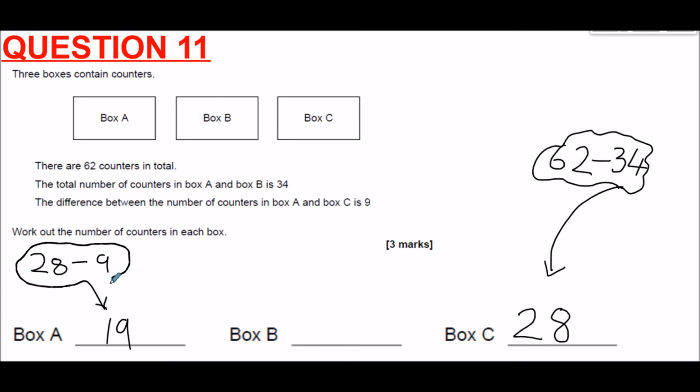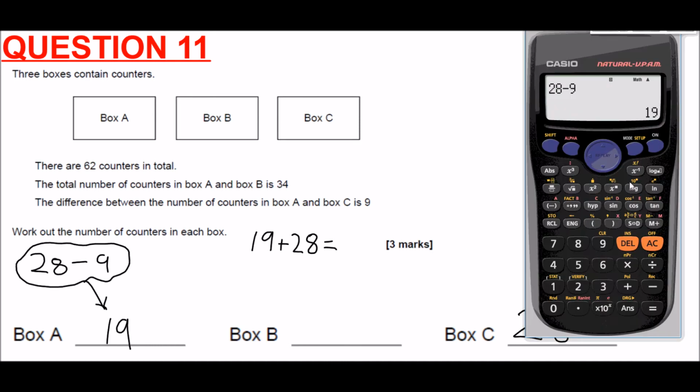Finally, we can work out how many must be in box B. So box B, well, there's 19 and 28 in A and C. 19 plus 28, what does that come to? May as well use a calculator. Why not? 19 plus 28 is 47.